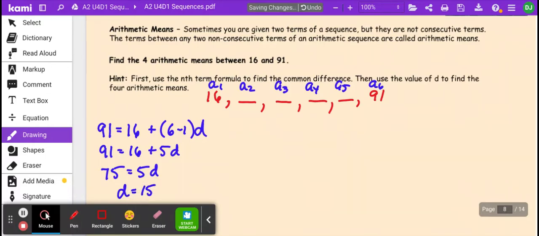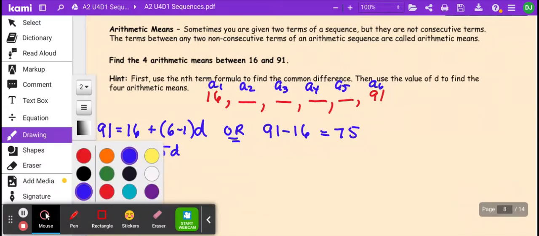Once we know the common difference, this is going to be a no-brainer, right? Because we can add to get the 4 middle terms, those arithmetic means. But if you were also thinking you can do this another way, you just have to be careful when you do it this way. A lot of you, I'm sure, are probably saying, well, look, we can get 91 minus 16 is 75. But you have to be careful. You're not dividing by 6, right? Because you're dividing by how many common differences you are adding. So take a look at what I'm talking about there.